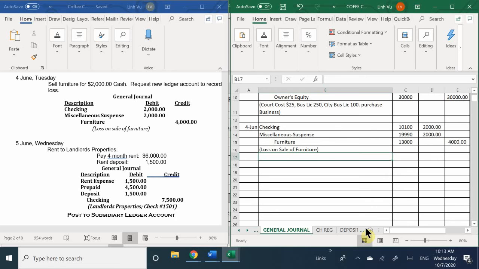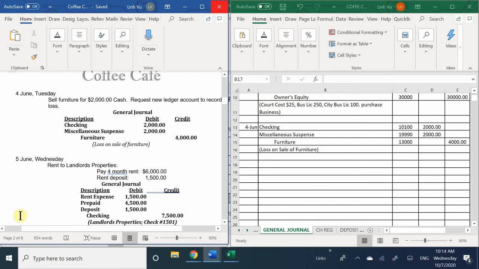All right, so we finished updating our ledger, we finished our journal here, and we finished depositing that extra cash that we had, the $2,000 from the sale. So let's go ahead and continue on with June 5th. Okay, what happened here?